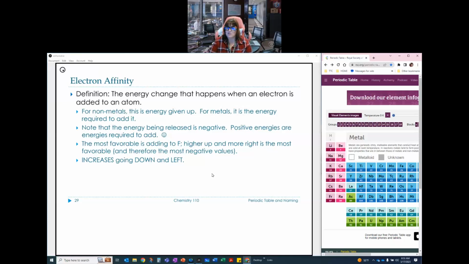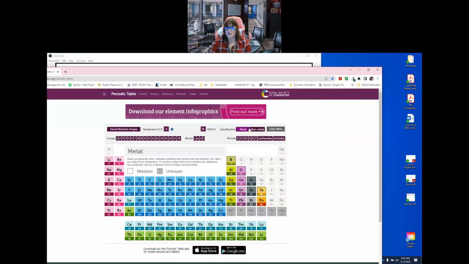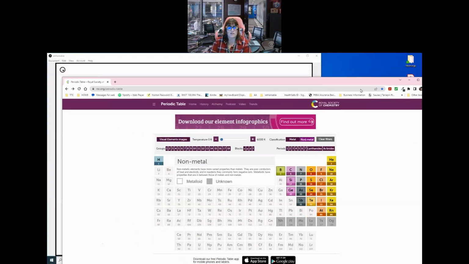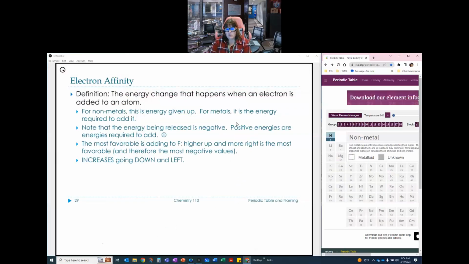So the most favorable is adding to F. Where's F? He's up here. He's right here. So my most favorable location is to add to this guy right here. He wants them the most. So it's most favorable for me to do that. Therefore, he's the most negative value. Okay? And so we're going to increase going down and left. Okay?